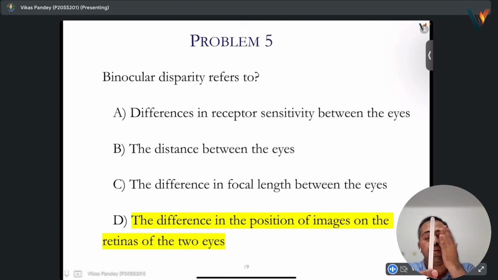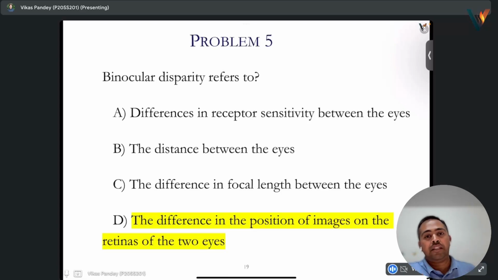If you see with just one eye, you will be able to see one part of the image. When you see with the other eye, you will see another part of the image. This difference is something that gives us the understanding of depth.